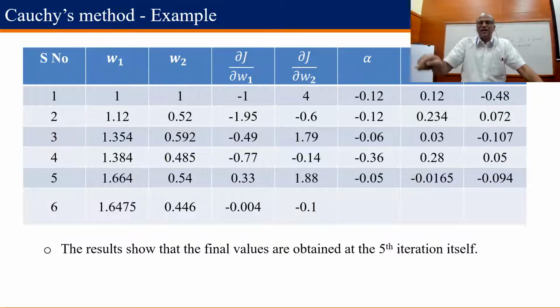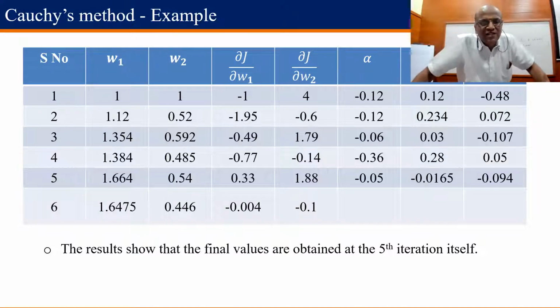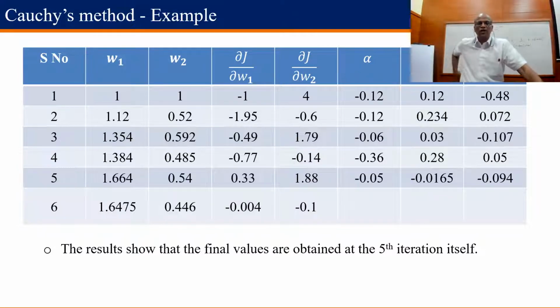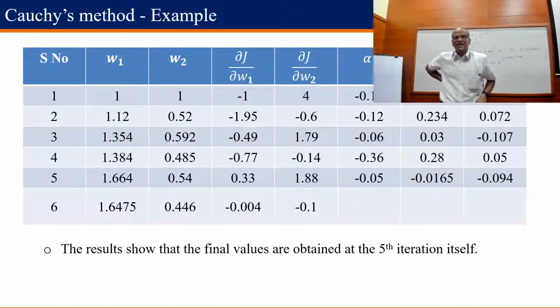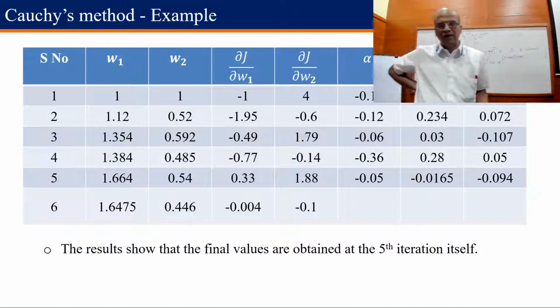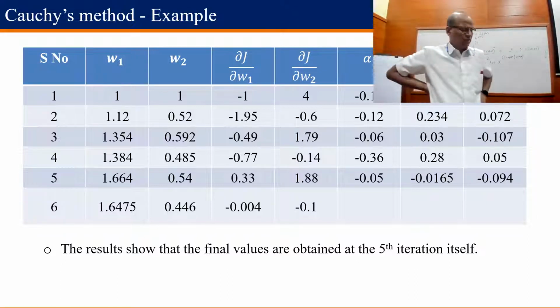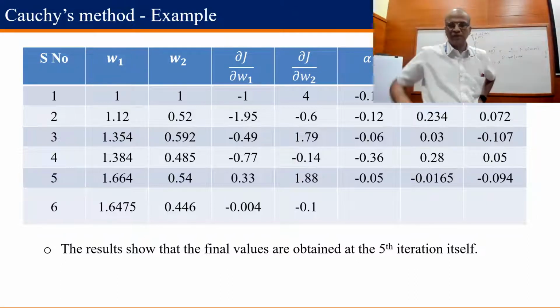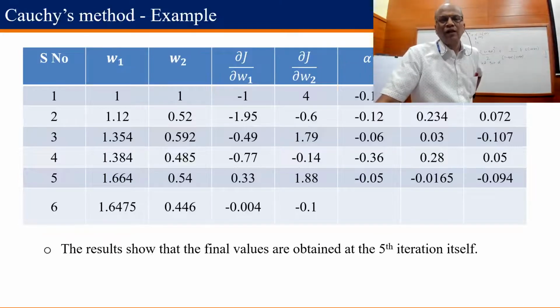Each time calculate the alpha, and you can see in the 6th iteration, it is 1.674 and 0.446. Soumya, whoever said that 0.45 is correct and 1.65, I stand corrected. I said 0.5. These solutions are believable, right? Yes, sir. Looks like. Okay.